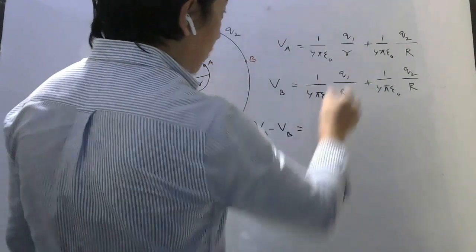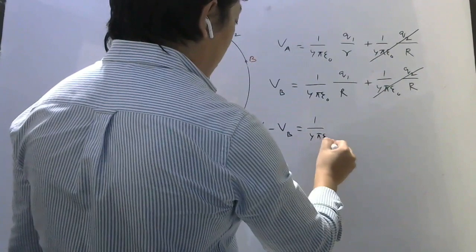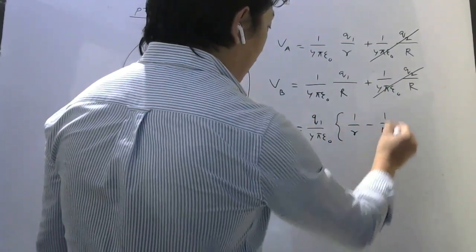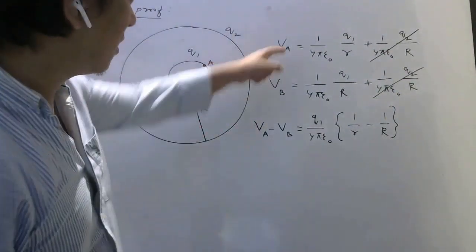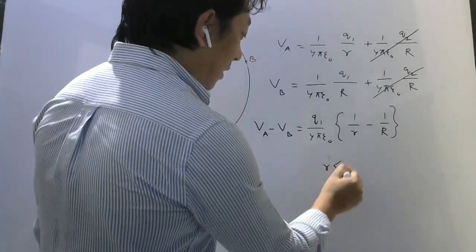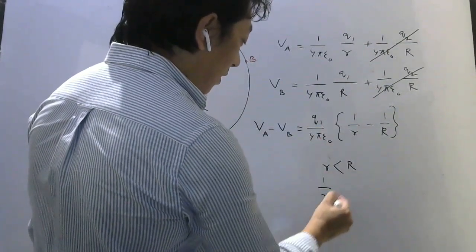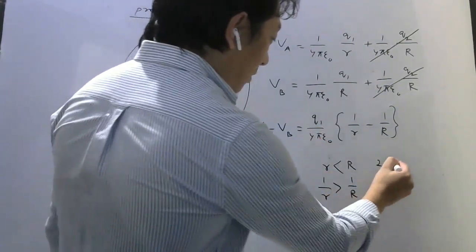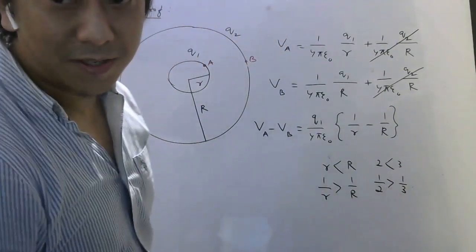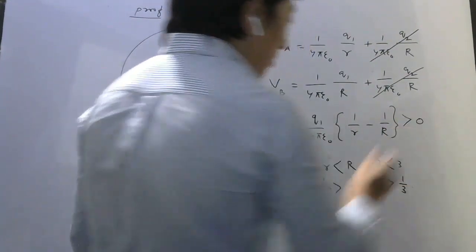So you can see, if you subtract, this will cancel. So you will get 1 by 4 pi epsilon naught, Q1 will be common, 1 by r minus 1 by capital R. Correct? This minus this I am doing. Now see, small r is less than capital R, so 1 by small r will be greater than 1 by capital R. 2 is less than 3, 1 by 2 is greater than 1 by 3. You all know this. Check, otherwise use calculator. So this ratio is greater than 0.